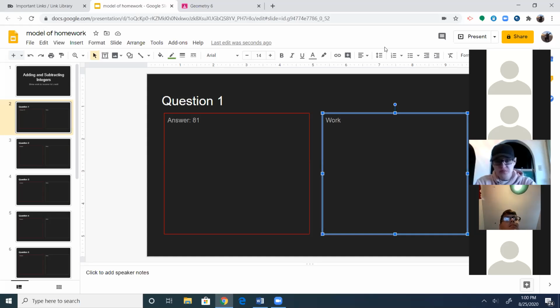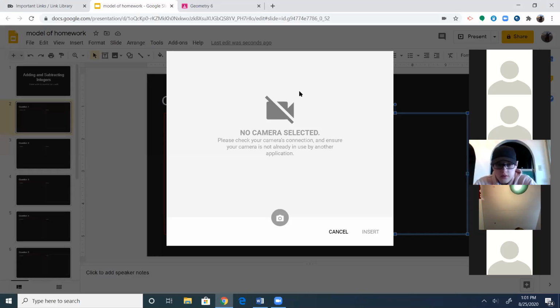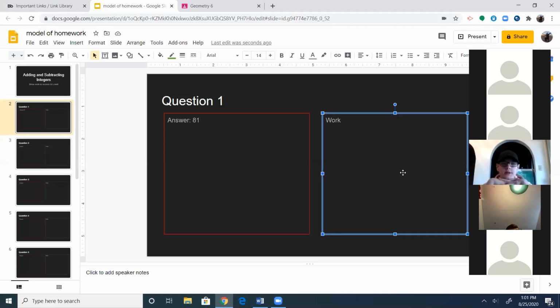And there's 2 ways that we can do this. You can do it directly on your computer. It's not gonna let me show you because I'm using the camera for Zoom right now. But what you're gonna do is you're gonna come up here to where it says insert. You're gonna put image, and you're gonna put camera, okay? So you should be able to take a picture directly on the camera on your computer. And all you have to do is just hold it up and take the picture, right? And then you're gonna insert it directly into the Google Slide. Okay, that's one way.